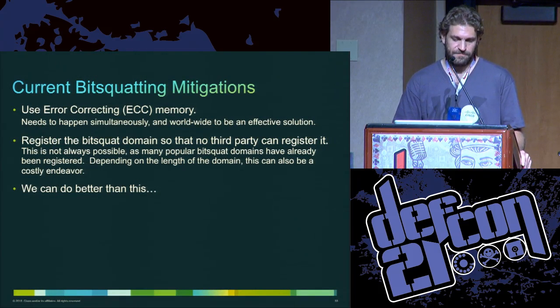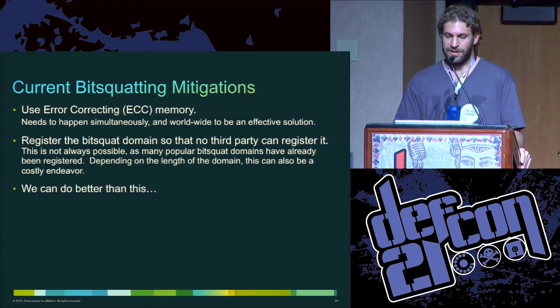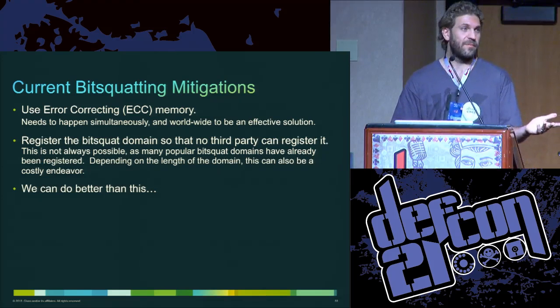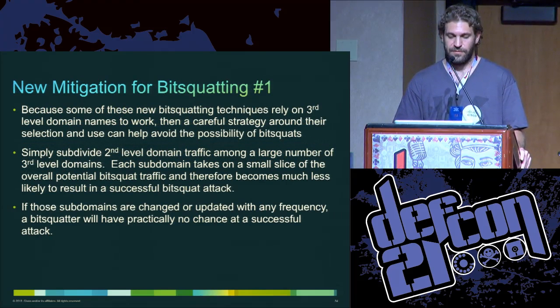So just kind of closing up here, obviously there are a lot of domains out there which are possible to bitsquat, even in protected registries like .gov and so on. So far the current mitigations were to use ECC memory or buy up all the domains so that no one else could register them. I think that there's some better ways around that.